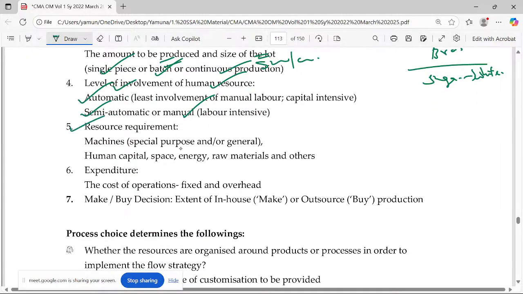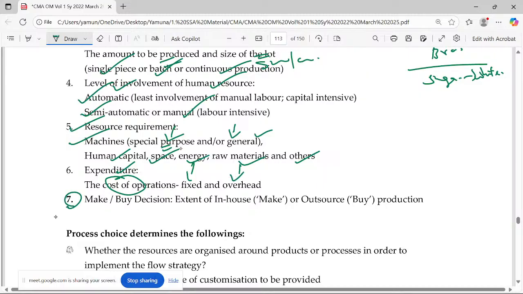What are the resources that may be required? You need machines only here. In case of machines only, it is going to be a special purpose or general purpose machine. General purpose means it will be helpful for doing many products, but special purpose means it can make only one product. So apart from machines, you need human capital, space, energy, raw materials, and other things. Expenditure. What is the cost of operations involved? What is the fixed cost and what is the overhead cost involved?